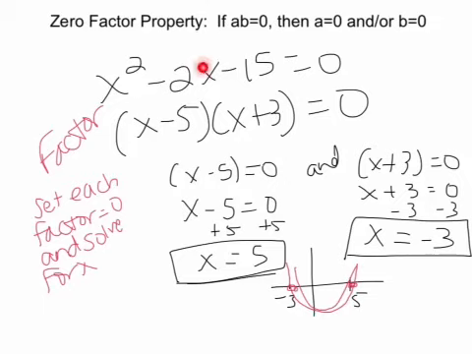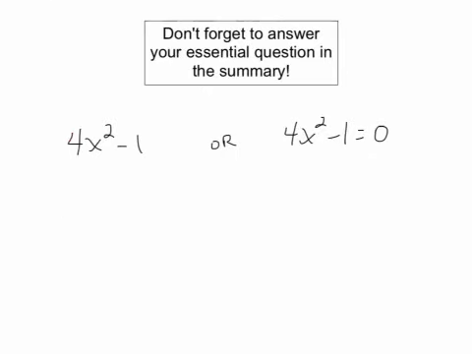Okay, so solving a quadratic by factoring means you factor to get your two factors equal to 0, then you separate them, each factor equal to 0, and solve to get your x's. These are my roots, my x-intercepts, my solutions, my zeros. These are where they cross the x-axis. This is how to solve. Okay, so if you're still a little confused, go back and rewatch whatever part of the video you're still confused on, whether that's factoring or solving. Don't forget to answer your essential question in your summary.